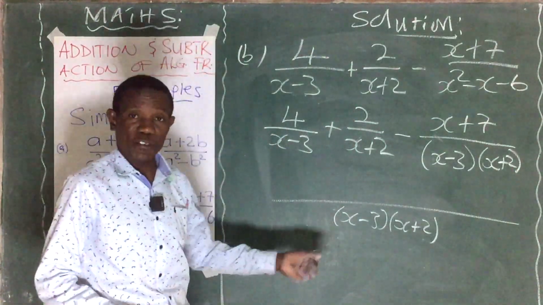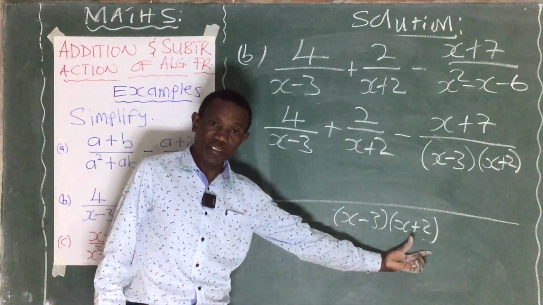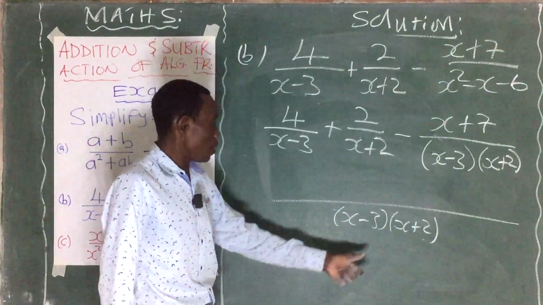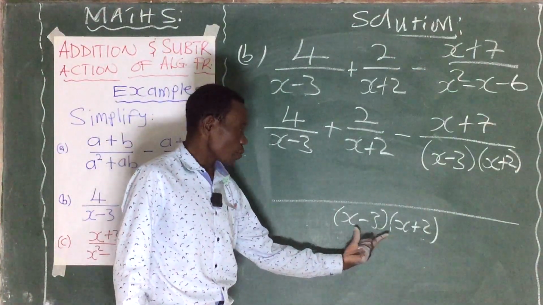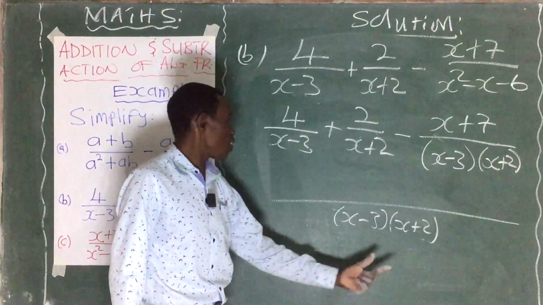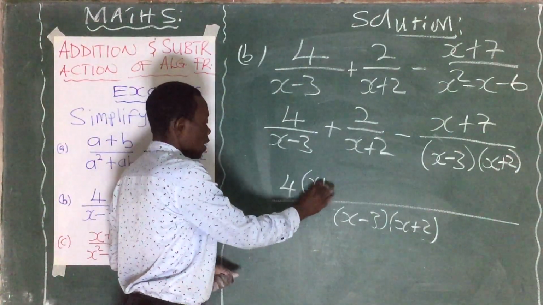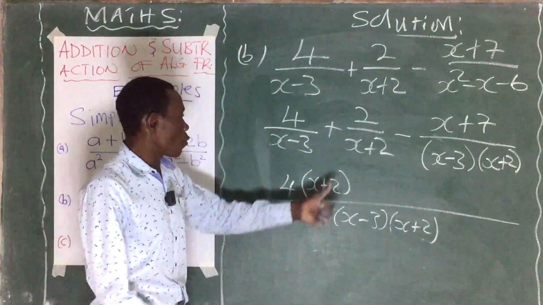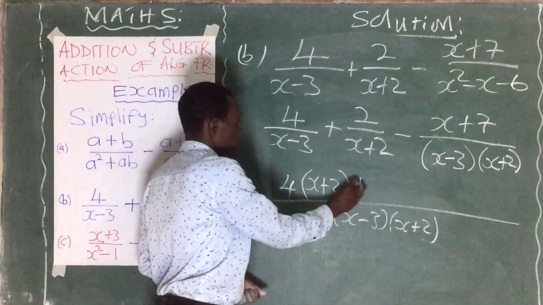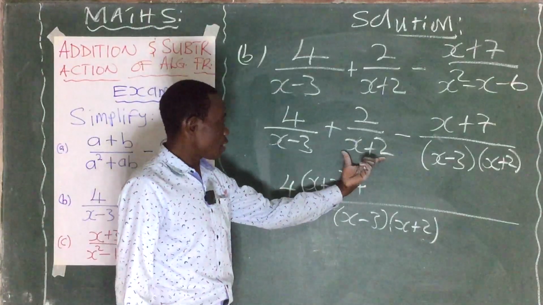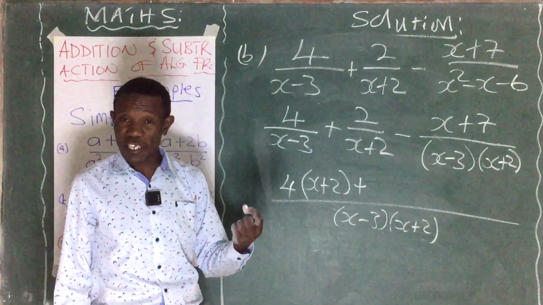What next? Let's divide. You have x minus 3 getting into this denominator, and the answer will be x plus 2, because x minus 3 cancels with x minus 3. This is to be multiplied by 4, so you have 4 times x plus 2. Then you go to the other part of the fraction. Here you write plus, and you let x plus 2 get into x plus 2, and your answer is x minus 3.